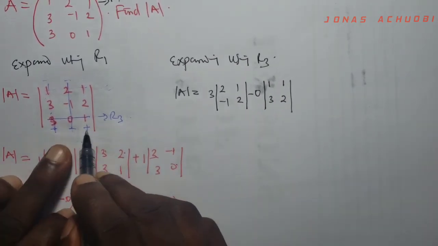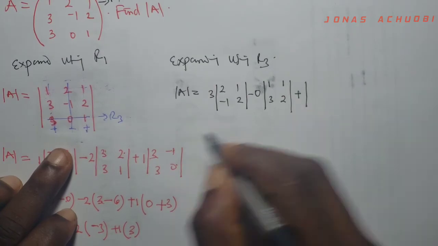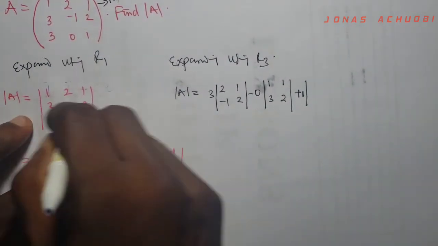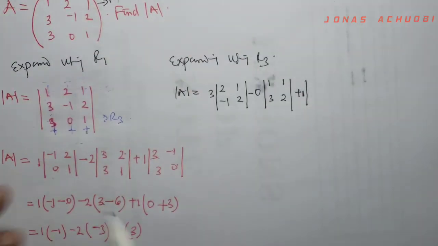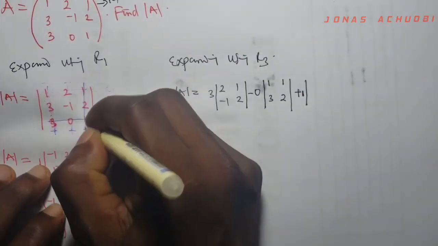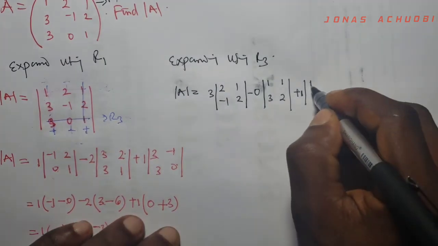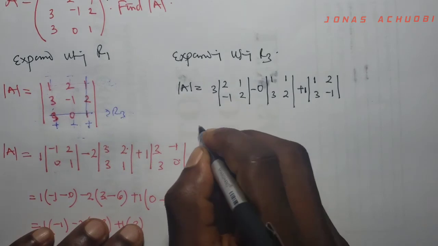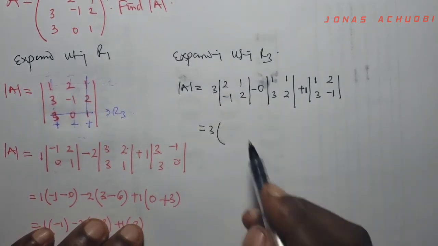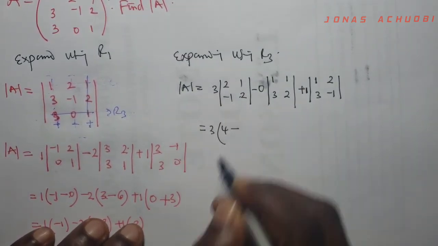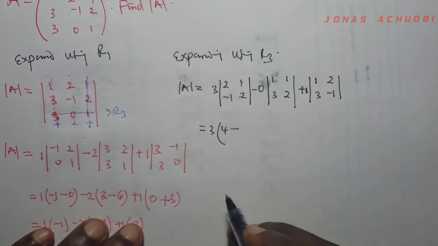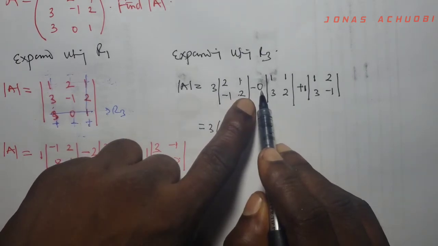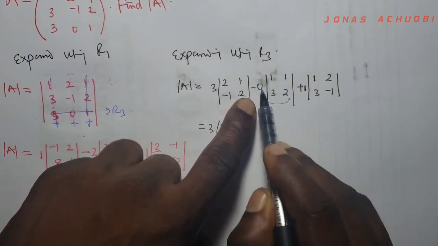And then the next one is plus. So plus 1, there's 1 here. We come back and repeat. Here 1 is in row 3, column 3. What is left is 1, 2, 3, and -1. So now compute the determinant. So this is 3 times 2 times 2 is 4, minus 1 times 1 is minus 1. That becomes 4 plus 1. This is 0, right? Therefore, whatever this is, when you multiply by 0, it remains 0.